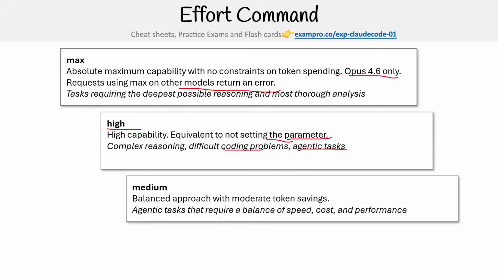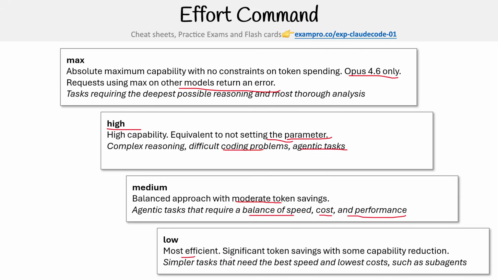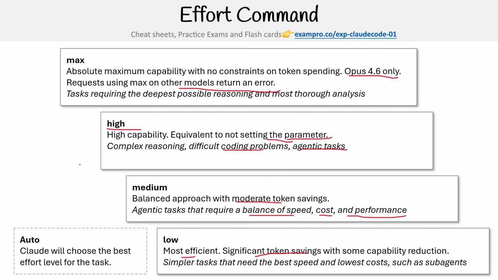But high is for complex reasoning, difficult coding problems, agentic tasks. We have medium, a balanced approach with moderate token savings, for agentic tasks that require a balance of speed, cost, and performance. Then we have low, so most efficient, significant token savings with some capability reduction, for simpler tasks that need the best speed and lowest cost, such as sub-agents. And then there's auto, which is going to choose the best option. I wonder if it would include max, but I guess if you just exclude Opus from your selection or you're not using Opus, then you're going to be safely in this area. And so it seems like auto would probably be the smartest thing to set, but maybe there are cases where you don't want to do high. But yeah, there you go.